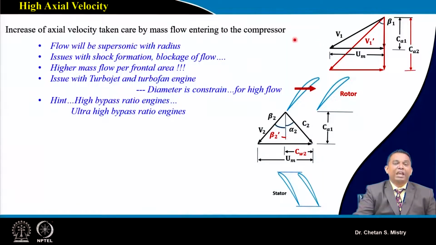Secondly, when we say we correlate our axial velocity with the mass flow rate, and we want to increase our axial velocity, that means we need to increase the mass flow rate. This high mass flow rate is what is demanding a higher frontal area. Basically, this is nothing but the engine swallowing capacity.